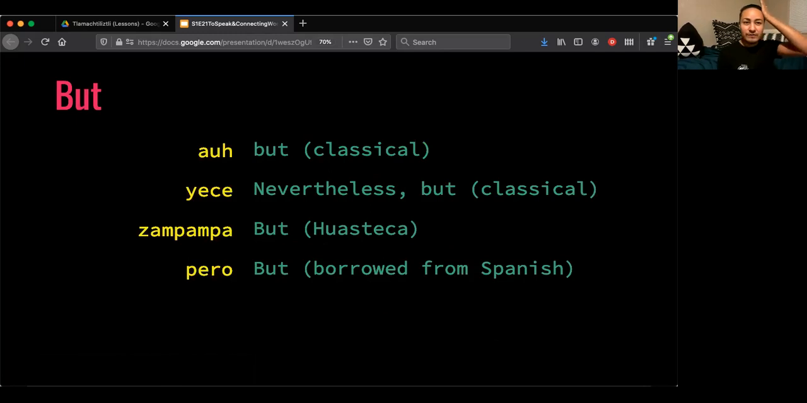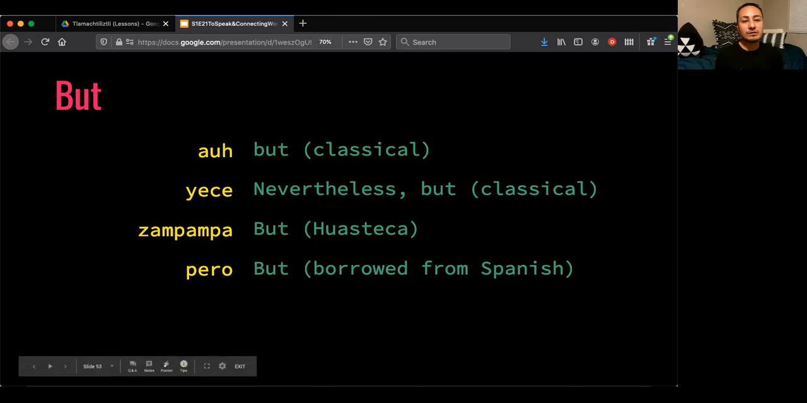Okay, so now the word for but. Nahuatl originally didn't have a very clear word for but, like pero. But in classical times, if you go and look this up, you'll find that the word au, A-U-H, was a word that used to introduce phrases, and that sometimes, depending on the previous phrase and depending on the phrase that followed it, au would have the meaning of but.